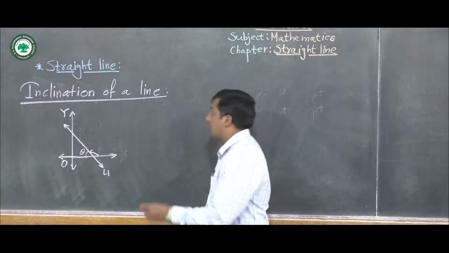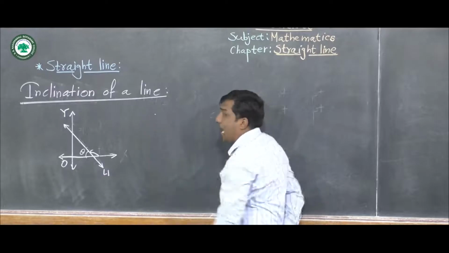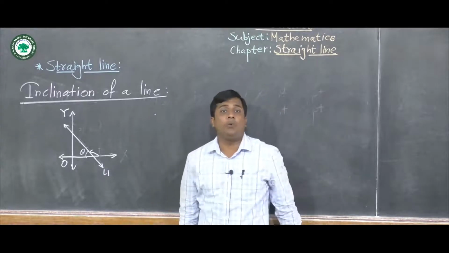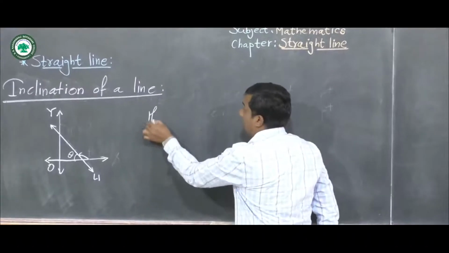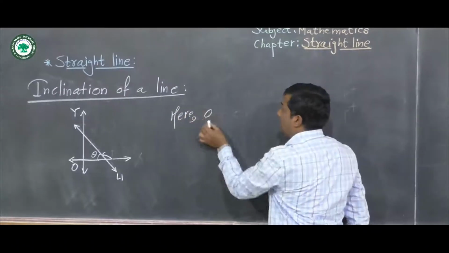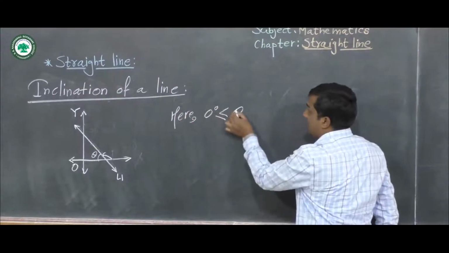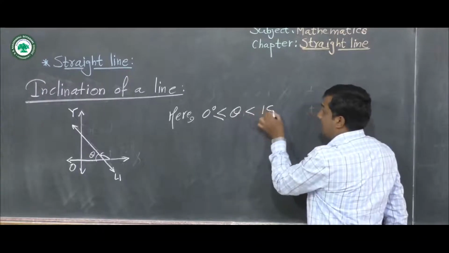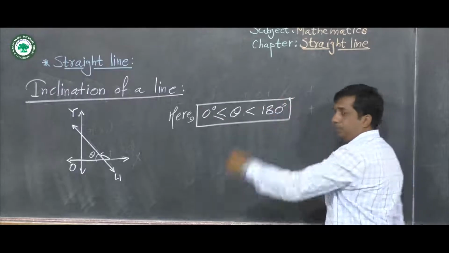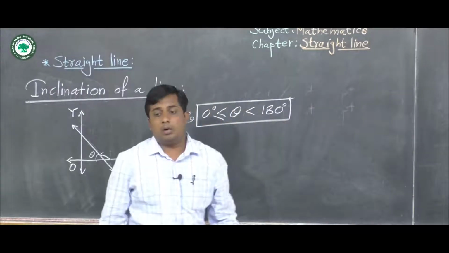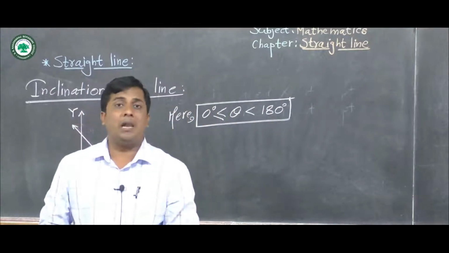Here remember one part, theta always lies between 0 and 180 degrees. So 0 degrees is less than or equal to theta, which is less than 180 degrees. Remember this part. Okay, so we defined the inclination of a line.